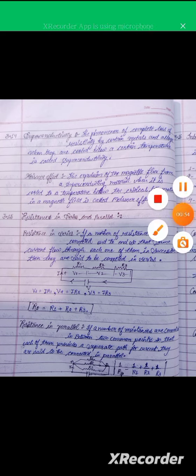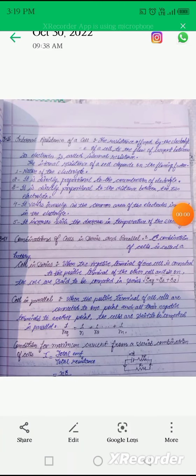Topic 3.16, Internal resistance of a cell. The resistance offered by the electrolyte of a cell to the flow of current between its electrodes is called internal resistance. The internal resistance of a cell depends on the following factors.